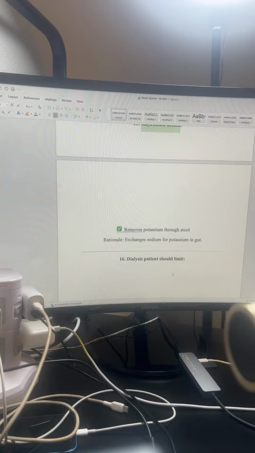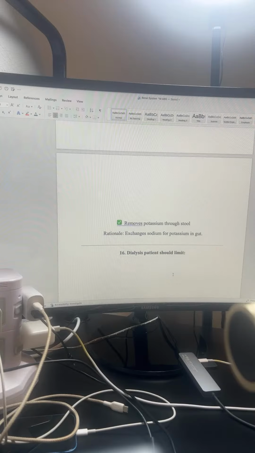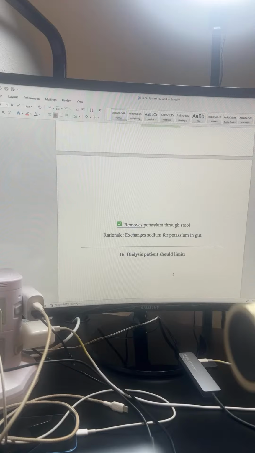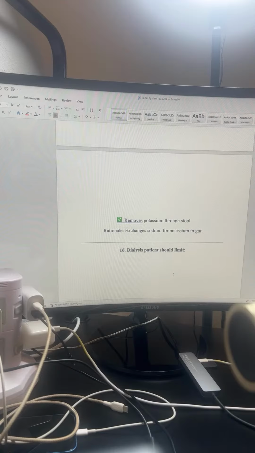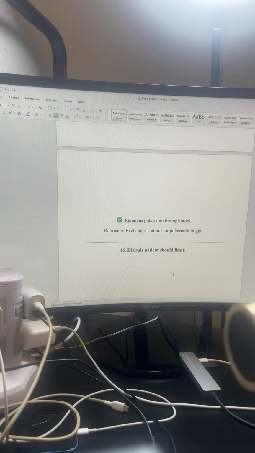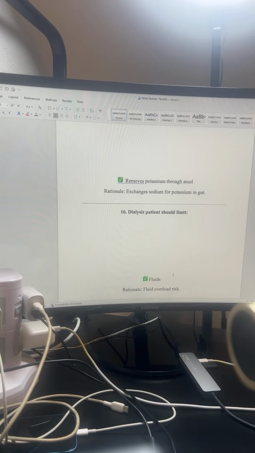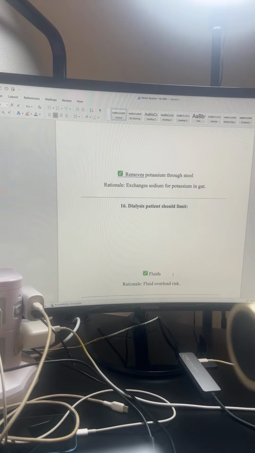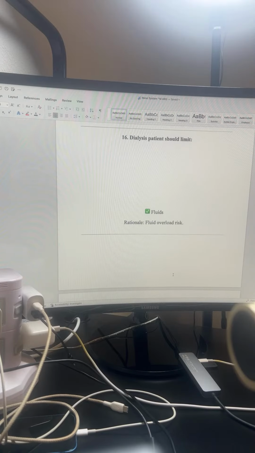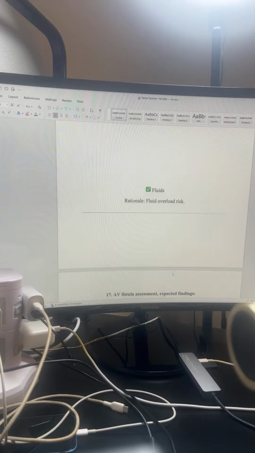Dialysis patients should limit, I think we talked about this earlier. So dialysis patients should limit what? Fluid intake, potassium rich foods, salt, potassium, definitely. They're at risk for fluid overload along with all the other things. So the fluids are very, very important. They need to reduce that because you want to limit the risk of fluid overload. Processed food, meats, and high protein.